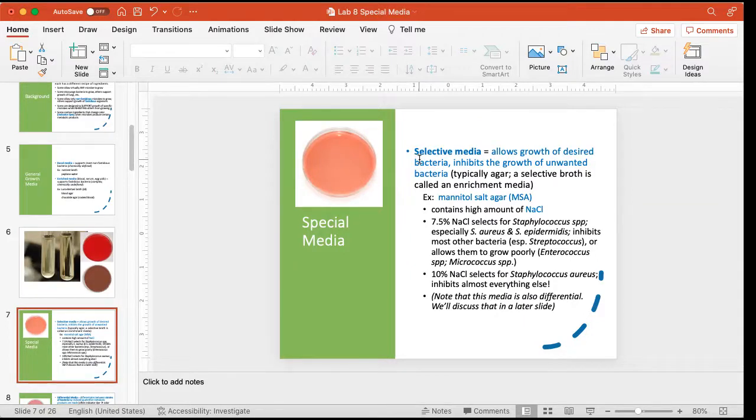Selective media is typically an agar as opposed to a broth, but don't worry about that small detail. Selective media is extremely helpful in the laboratory. You can imagine that if we're dealing with a real world sample, think about those environmental samples that we talked about, water samples, samples that come out of buildings, hospitals, doctor's offices, ventilation shafts in office buildings, real world samples. Those samples are often mixed with different types of bacteria, right? Because they came out of the real world.